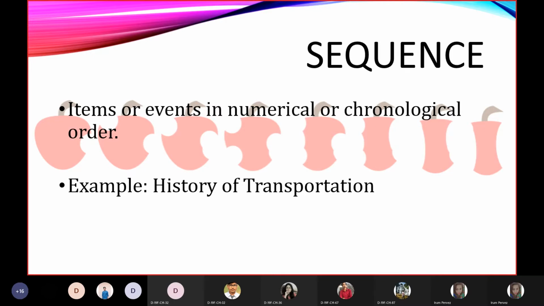We are not writing the evolution of transportation, so that is not sequence. When you are just describing what you mean by transportation and what its examples are, that is descriptive. But when you are writing how the history of transportation has evolved, that is called sequence. There are two different ways of writing on even one topic.